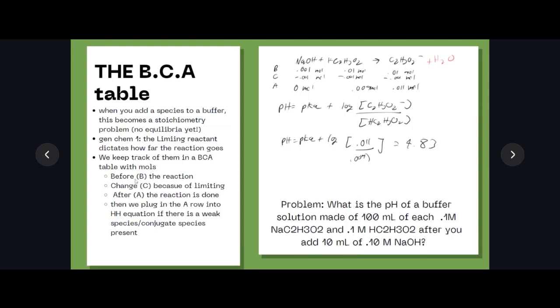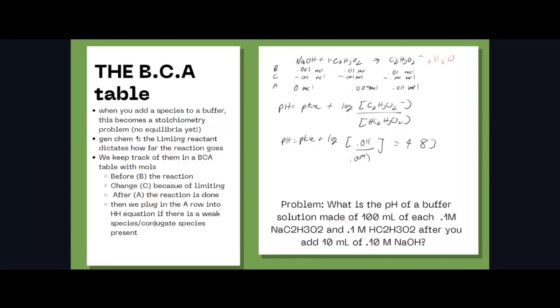So what is a BCA table? B stands for before the reaction, so before anything has taken place. C is the change because of the limiting reactant. Because the limiting reactant dictates where the reaction goes, you want to subtract the smallest value, because you can't do the reaction without the limiting reagent, which limits what you can do. And then A, after, is just the result of the change, so usually minus and then plus.